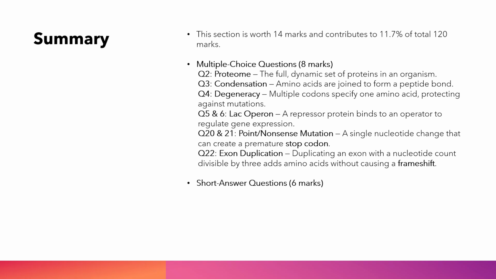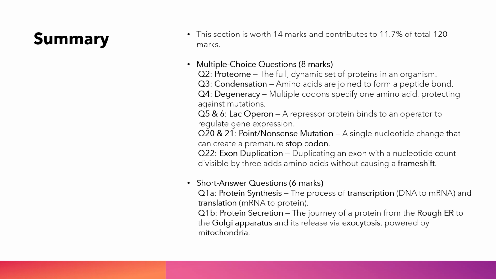Short answer questions, 6 marks. Q1a, protein synthesis, the process of transcription, DNA to mRNA, and translation, mRNA to protein. Q1b, protein secretion, the journey of a protein from the rough ER to the Golgi apparatus, and its release via exocytosis, powered by mitochondria.